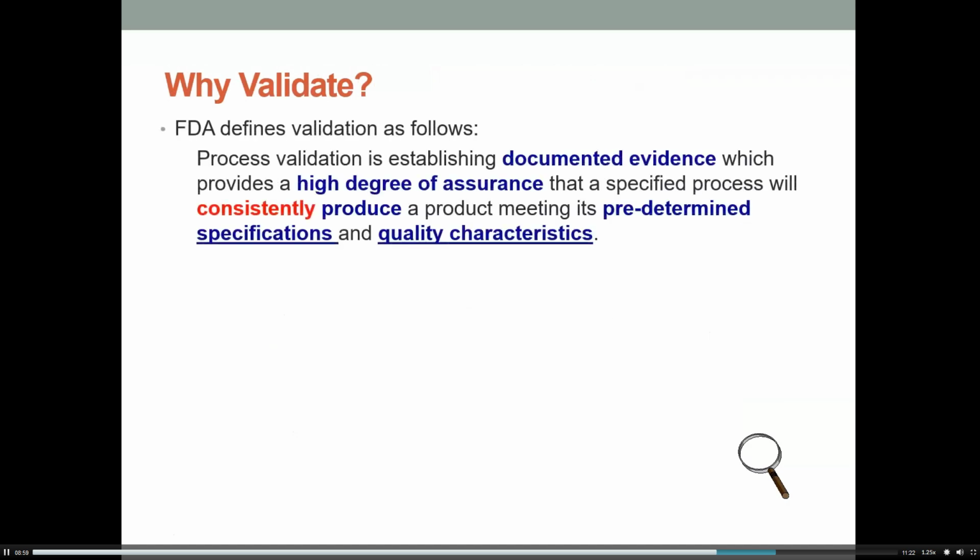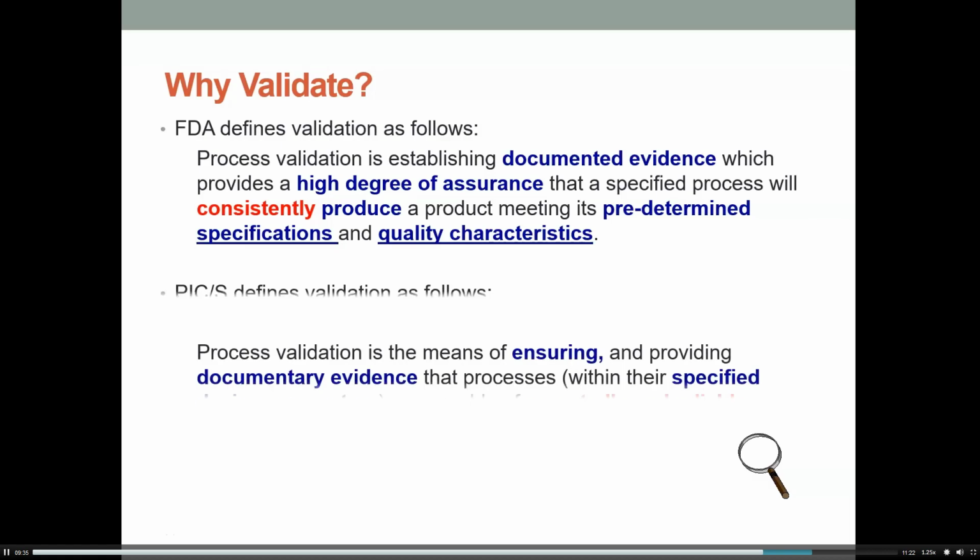So why do we validate? Well, the FDA defines validation as the following. Process validation is establishing documented evidence, which provides a high degree of assurance that a specified process will consistently produce a product meeting its predetermined specifications and quality characteristics. The documented evidence is really important. So overall, for a regulator coming in, they've got a document that tells them that you've checked, that you've got control of your process, and that you have a lot of assurance that what you're manufacturing is meeting the specs and the quality characteristics that it needs to be meeting.